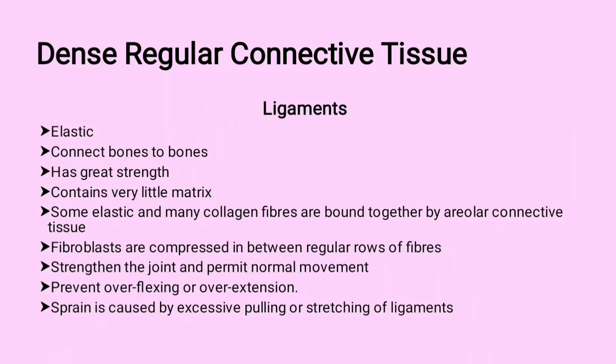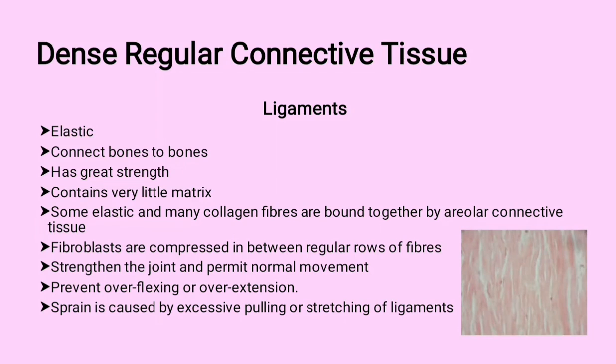Now let's see the ligaments. So they are elastic structures which connect bones to bones. A ligament is highly elastic and has great strength but contains very little matrix. In ligament, some elastic and many collagen fibers are bound together by areolar connective tissue. Fibroblasts are compressed in between regular rows of fibers. Ligaments strengthen the joint and permit normal movement but prevent overflexing or overextension. Sprain is caused by excessive pulling or stretching of the ligaments.